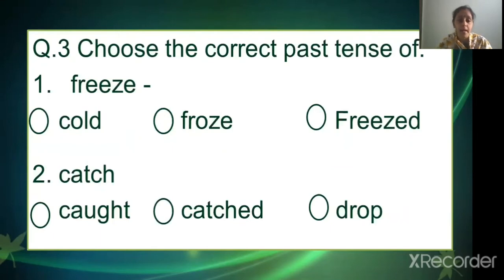Choose the correct past tense of. Now we have to give the past tense of the words given here. Freeze. So what would be the past tense of freeze? Cold, froze, freezed. Yes, the past tense of freeze is froze.